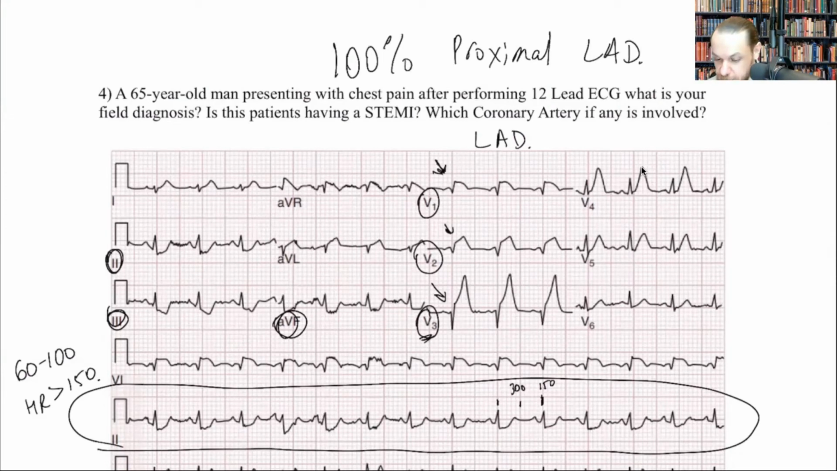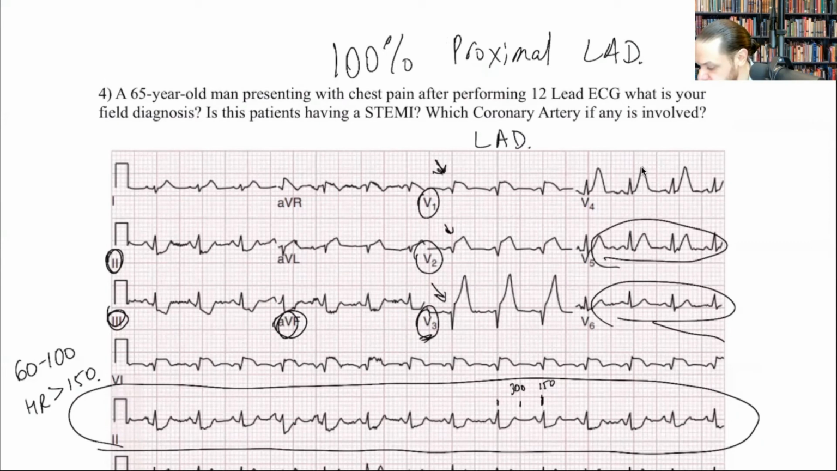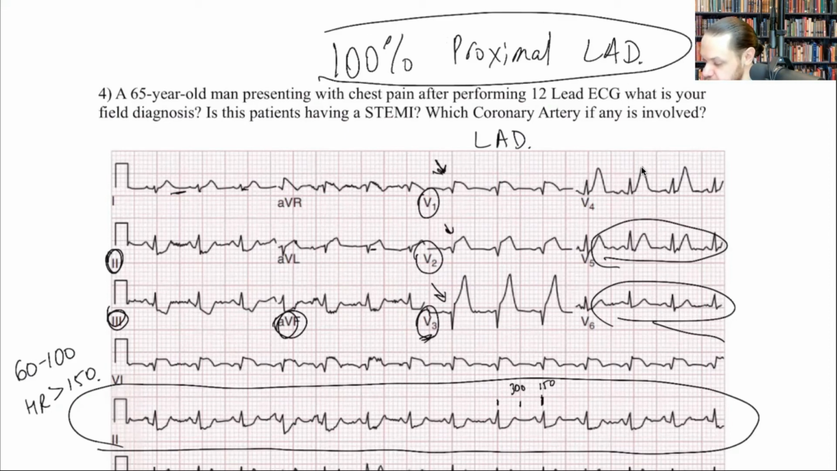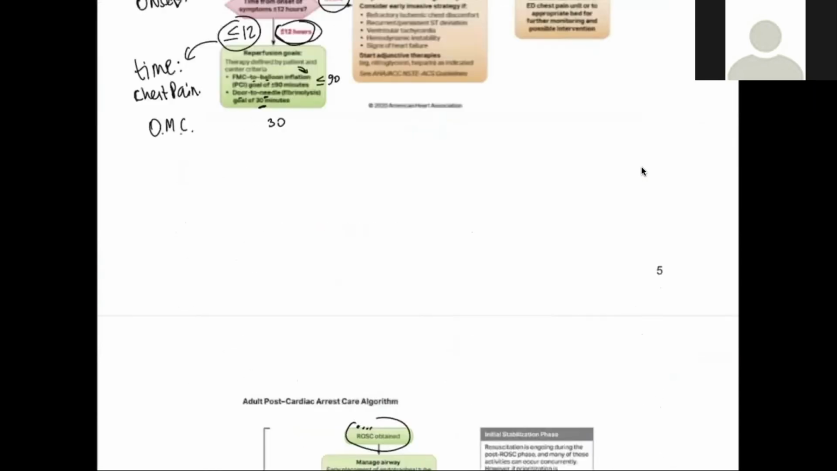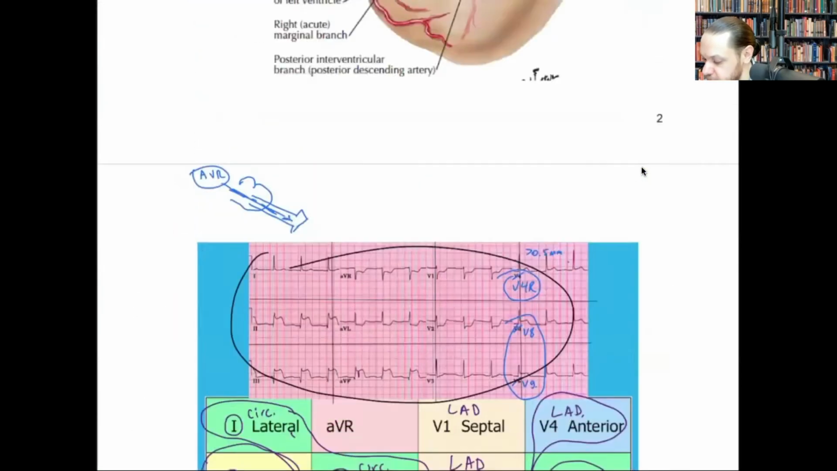If you look here, it doesn't seem like they have lateral wall involvement right now. This may get elevated later, but right now I don't see any elevations in the lateral wall. So they say 100% proximal LAD, and you would say it's the septal wall and the anterior wall? Correct. Septal and anterior wall are involved.